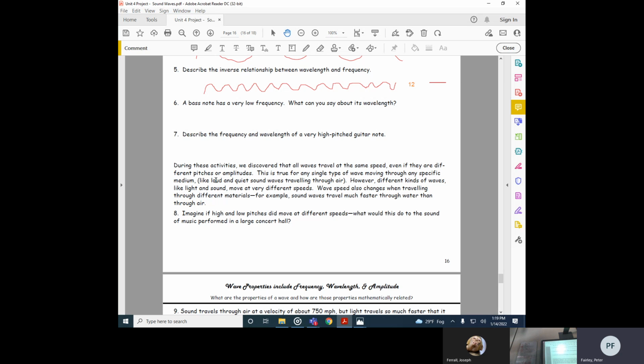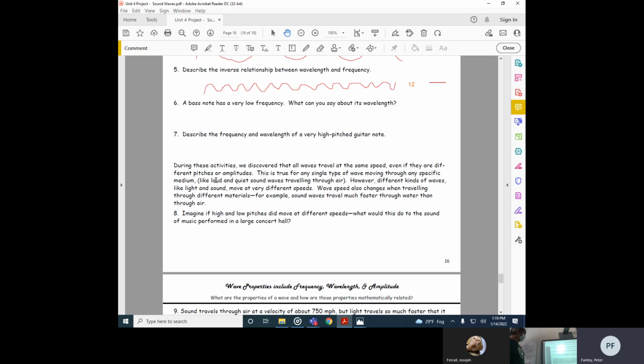So this is true for any single type of wave moving through any specific medium or material. For example, loud and quiet sound waves all travel at the same speed through air. Doesn't matter if it's loud or quiet. If it's going through the air, they travel at the same speed.